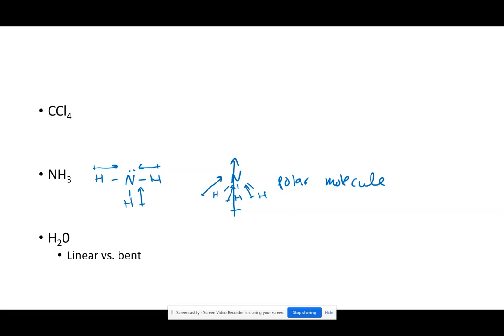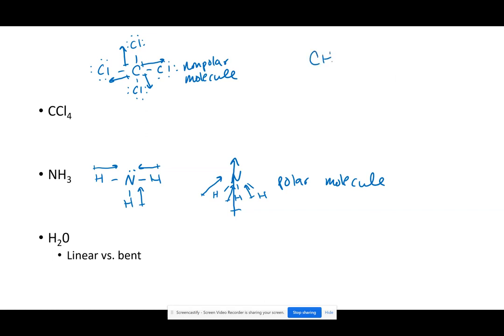If I have something like CCl4, all the chlorines would have lone pairs all the way around. Chlorine is more electronegative than carbon. So they're all going to be pointing out. And so again, this would be a nonpolar molecule because there is no one direction that the dipole is pointing.